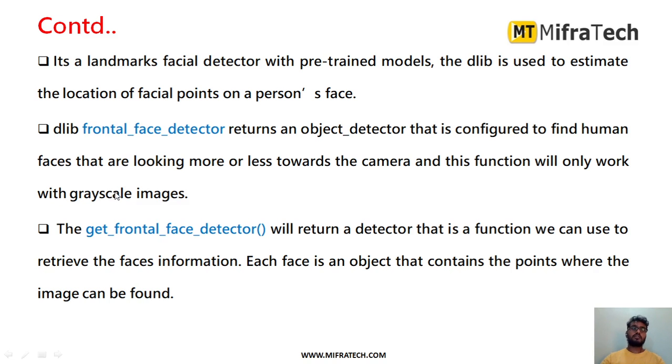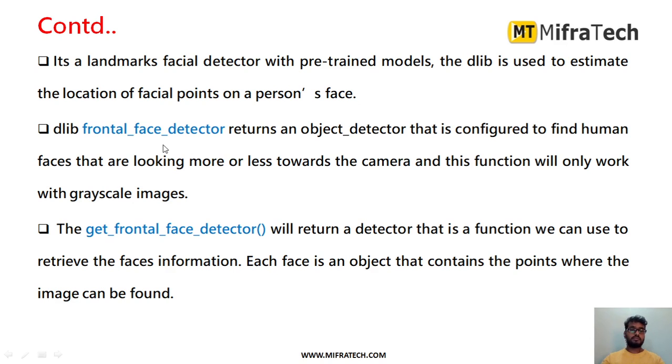As I told, the facial landmark detector is the shape predictor. It is pre-trained. Those two are pre-trained models which are used to estimate the location of facial points on a person's face. In a person's face, we are mainly going to locate different facial landmarks like nose, mouth, eyes, eyebrows, and the jaw. So different facial landmarks we are going to detect using these inbuilt modules.